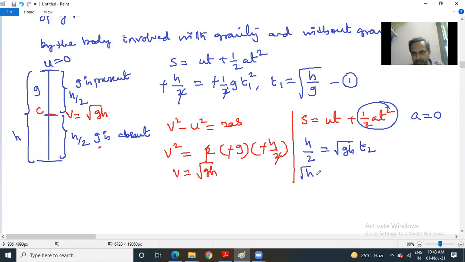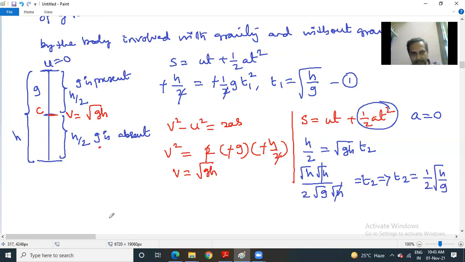If you simplify this, you can write root h into root h divided by 2 with root g and root h. So this h and this h cancel altogether. This is going to be t2. So the final answer is t2 is equal to 1 by 2 under root h by g.